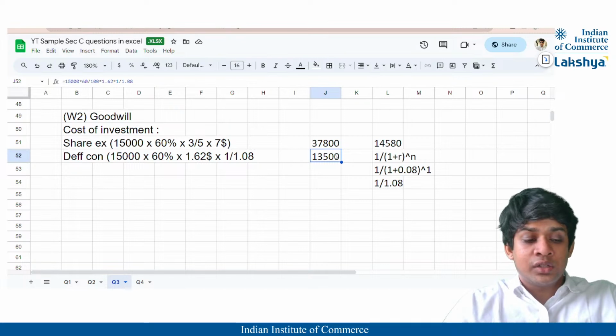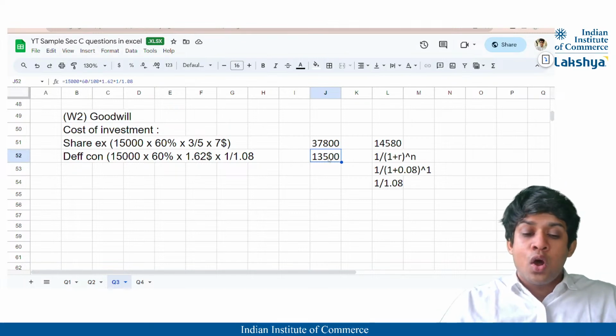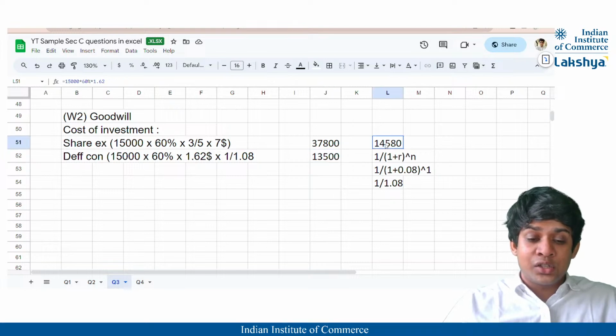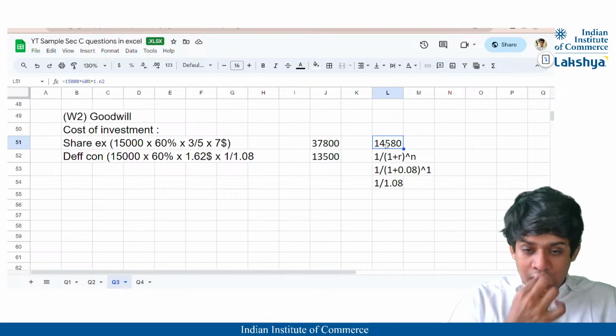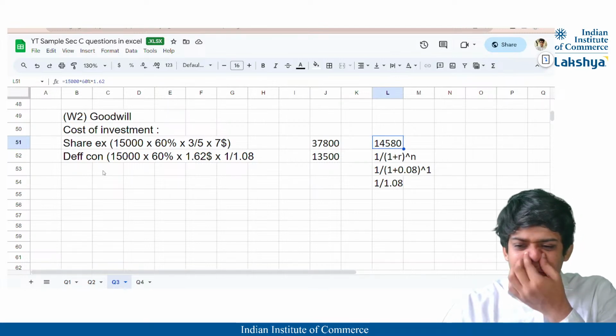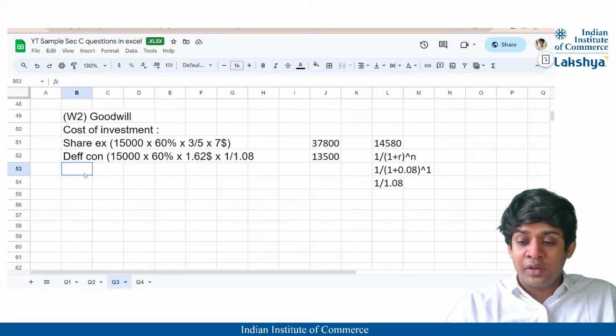Always remember 13,500 is the present value, or you can say the fair value of the deferred consideration, but the actual amount that is to be paid is 14,580. Okay, the actual amount that is to be paid is nothing but 14,580. Now we are done with this much part of the goodwill, that is cost of investment.